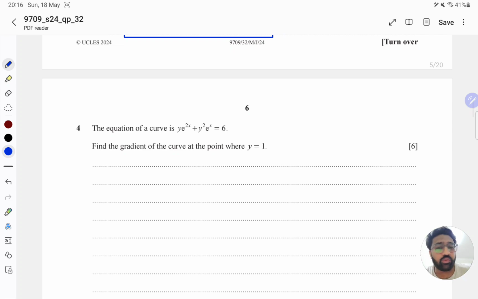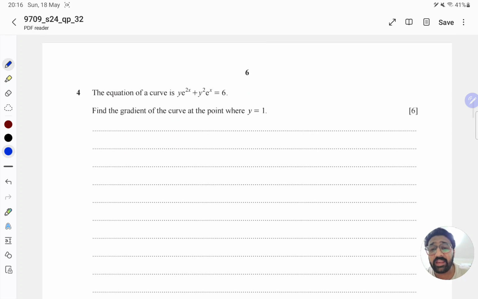The next question, number 4, says that the equation of a curve is this. Find the gradient of the curve at the point where y equals 1. So basically we need to find dy by dx over here. For that we have to apply the product rule. Let me write down the product rule over here: uv dash is equal to uv dash plus vu dash.